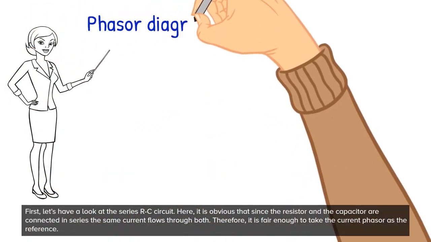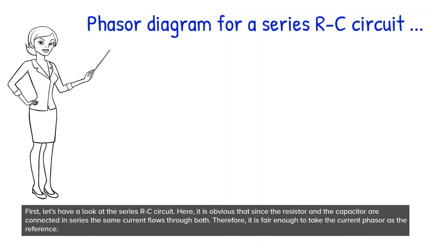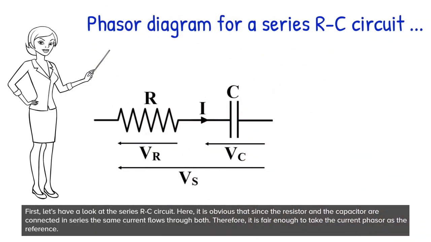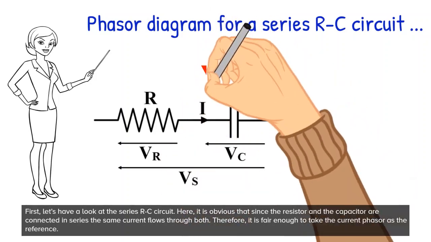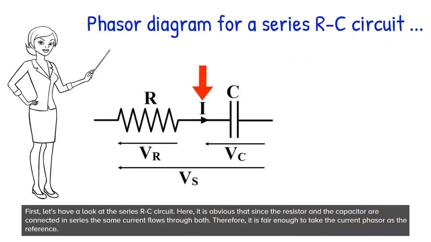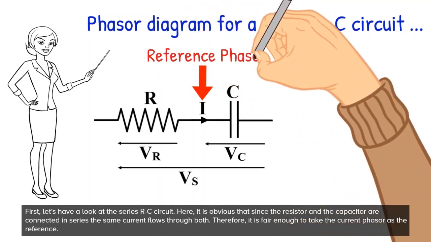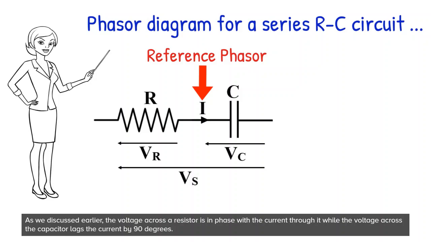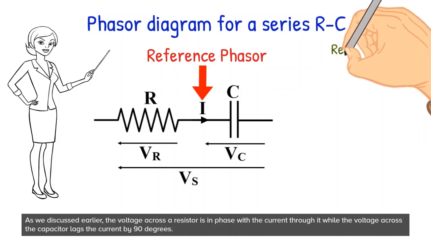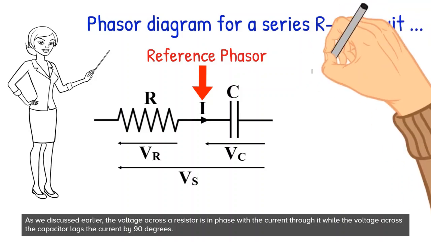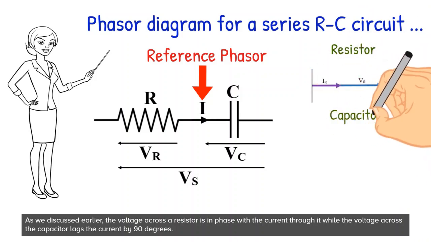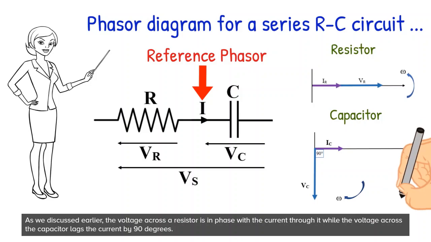First, let's have a look at the series RC circuit. Here, it is obvious that, since the resistor and the capacitor are connected in series, the same current flows through both. Therefore, it is fair enough to take the current phasor as the reference. As we discussed earlier, the voltage across a resistor is in phase with the current through it, while the voltage across the capacitor lags the current by 90 degrees.